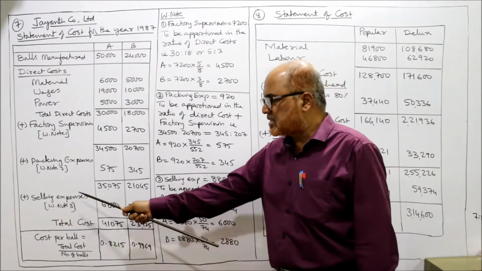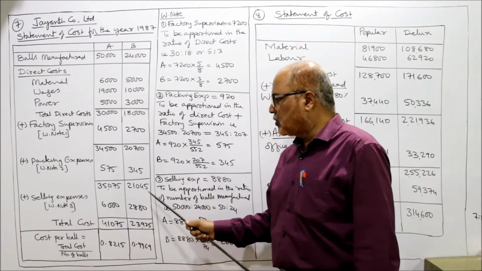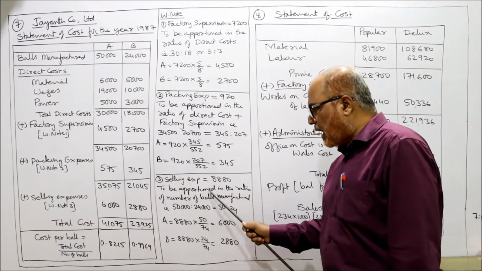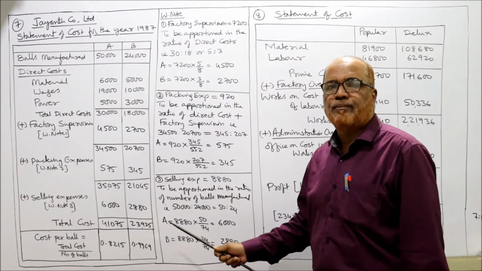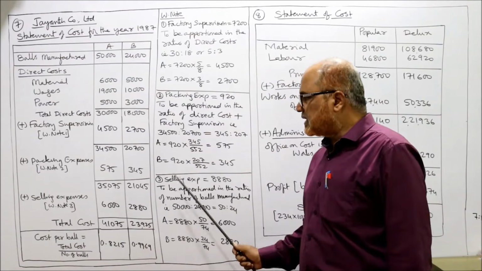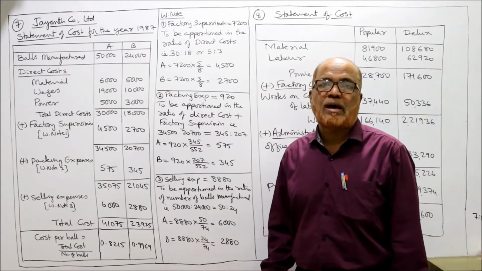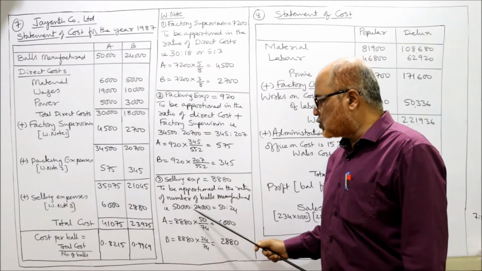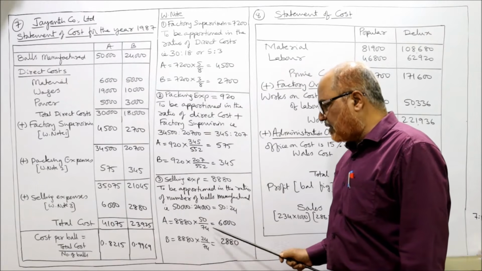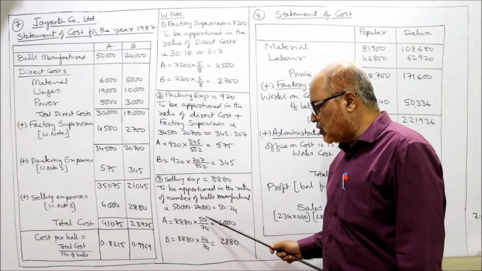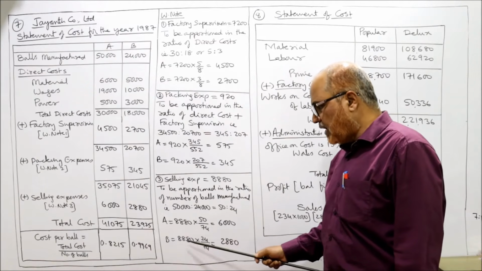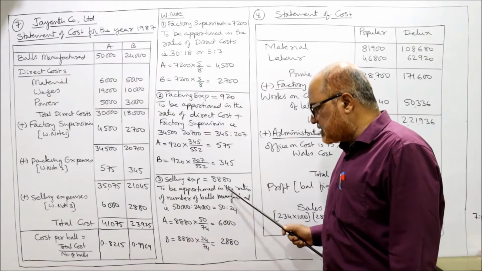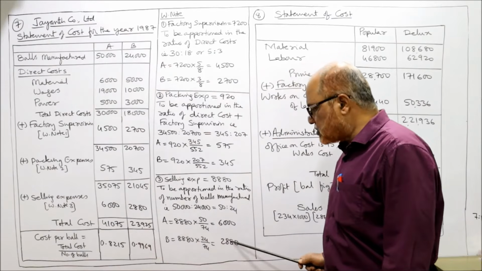राइट. नाउ सेलिंग एक्सपेंसेस. लास्ट वन सेलिंग एक्सपेंस वर्किंग नोट नंबर 3. तो वर्किंग नोट नंबर 3 सेलिंग एक्सपेंस आर 8,880 given in the problem. It is given to be apportioned in the ratio of number of balls manufactured. In the problem instructions are given. The total selling expense should be apportioned in the ratio of number of balls manufactured. So how many balls are manufactured? 50,000, 24,000. So 50 is to 24. 50 plus 24, 74. So 8,880 into 50 by 74, 6,000. 8,880 into 24 by 74, 2,880. तो 8,880 में से 6,000 A को देंगे और 2,880 B.